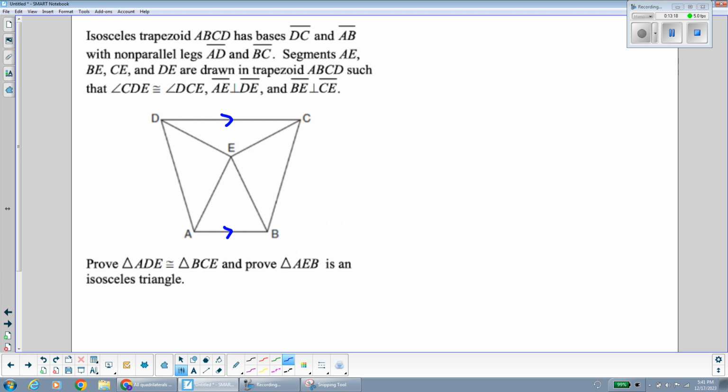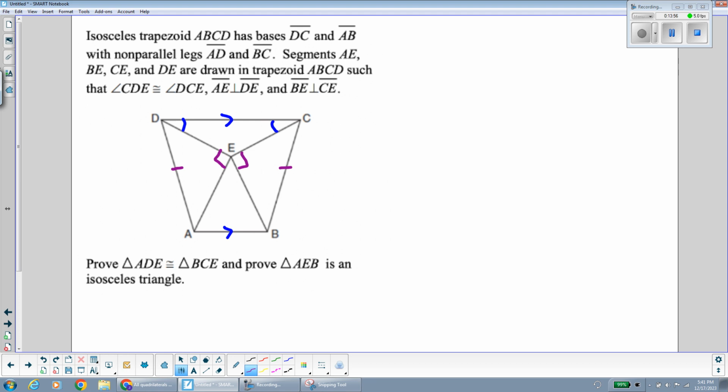They also tell us that angle CDE is congruent to angle DCE. And they tell us that AE is perpendicular to DE and that BE is perpendicular to CE. So I know perpendicular lines form right angles, so I just marked my right angles into my diagram. And first they want us to prove that triangle ADE is congruent to triangle BCE. So since I know I have an isosceles trapezoid, I know that the legs are congruent to each other, so I'm going to mark that in.